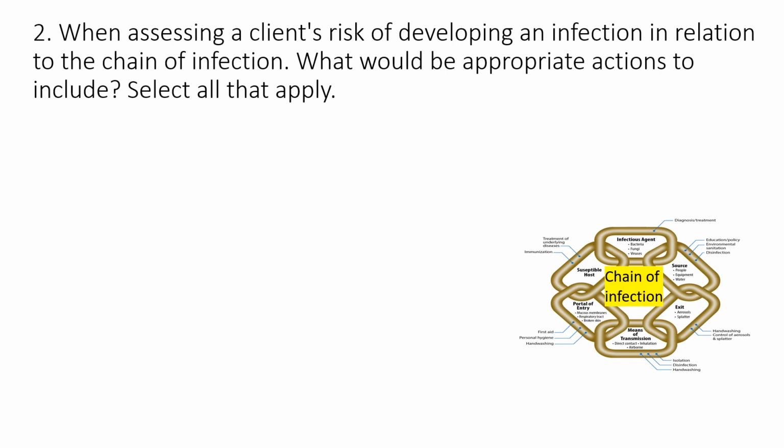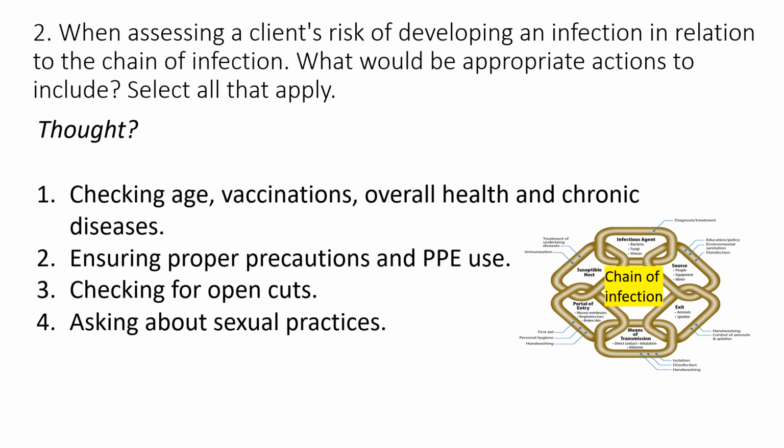2. When assessing a client's risk of developing an infection in relation to the chain of infection, what would be appropriate actions to include? Select all that apply. Answer number 1, checking the age, vaccinations, overall health, and chronic diseases. Number 2, ensuring proper precautions and PPE use. Number 3, checking for open cuts. And/or number 4, asking about sexual practices. And the answers here are all of the above, 1, 2, 3, and 4.